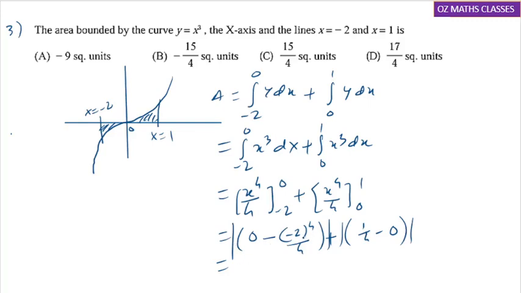So the area will be 2 power 4, which is 16 by 4, plus 1 by 4. So the answer is 17 by 4, which is given in option D.